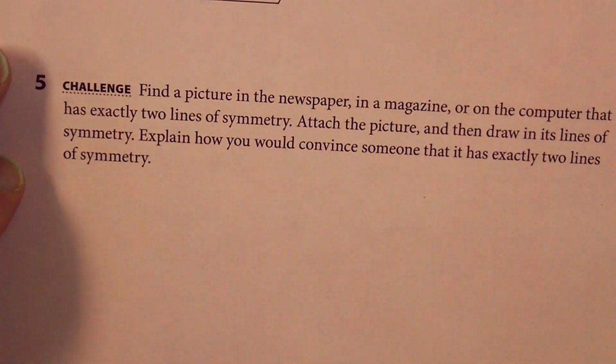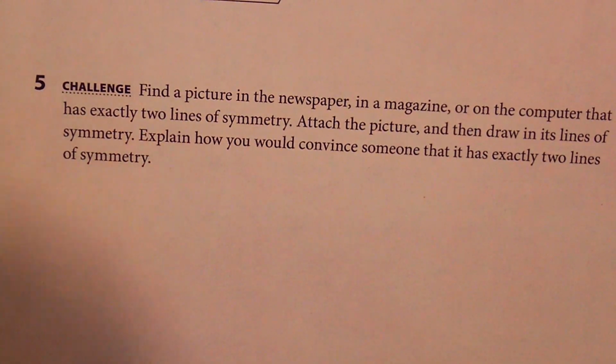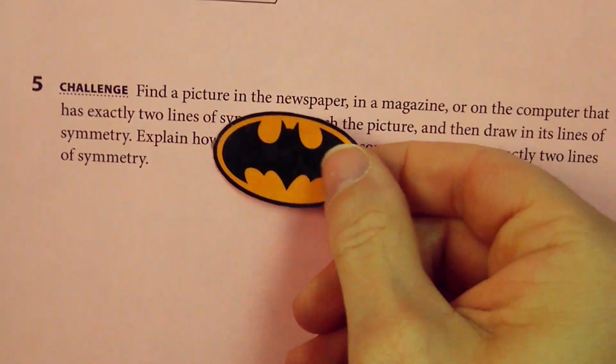And finally, find a picture in the newspaper, in a magazine, or on the computer that has exactly 2 lines of symmetry. Explain how you would convince someone that it has exactly 2 lines of symmetry. I could take a random thing from my classroom, just as an experiment. In this case, I have the famous Batman logo.